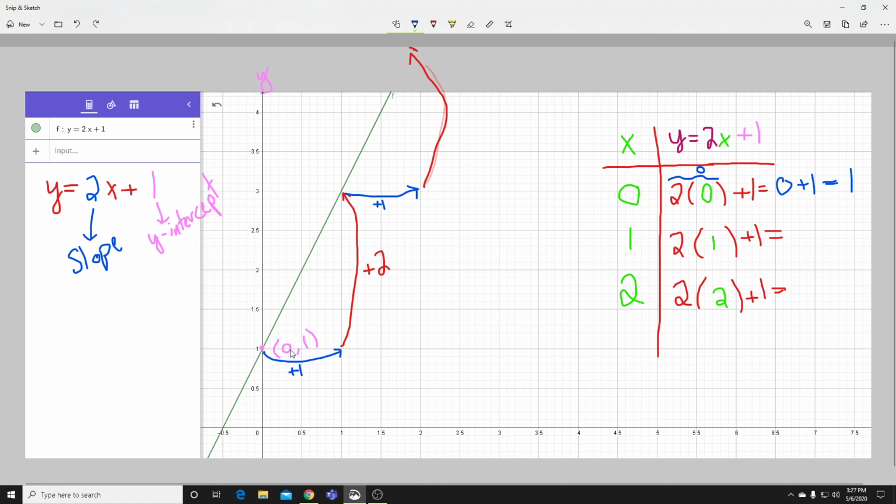Oops. That's not a surprise. We already said that was our y-intercept right here, 0, 1. So we should have expected that. Now let's see if the second point is here though.